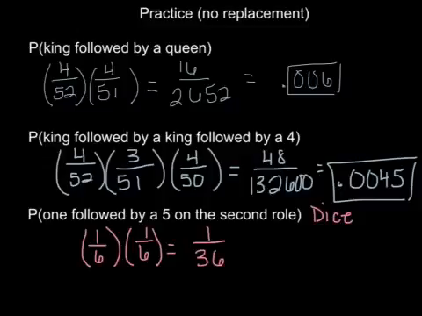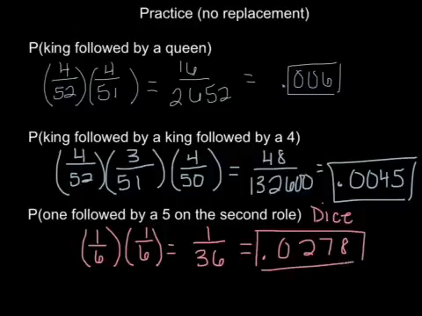1 out of 36 is not my answer. I want the decimal, which is 0.0278. And a lot of these are asked around 4 decimal places.